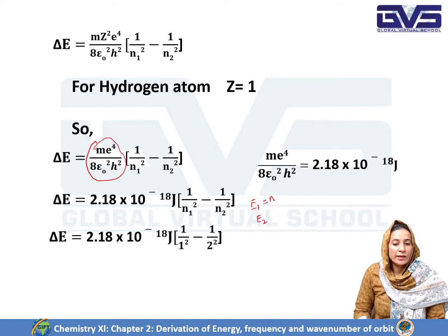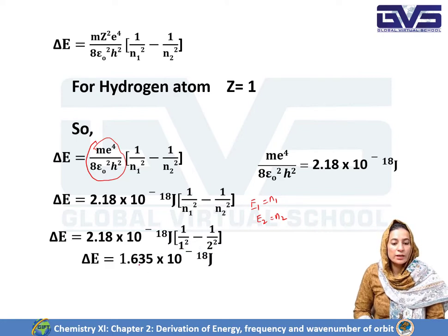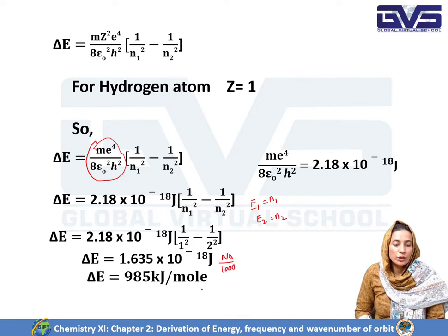For E1, n will be 1, for E2, n will be 2. So n squared and 1 squared, solving this part of the equation and then multiplying with this value, you get 1.635 × 10^-18 joule. Remember, this is in joule. If you want to convert this into kilojoule per mole, then you have to multiply with Avogadro's number and divide by 1000. This will convert into kilojoule per mole, and it is 985 kilojoule per mole.